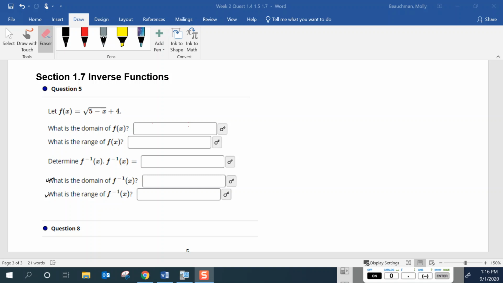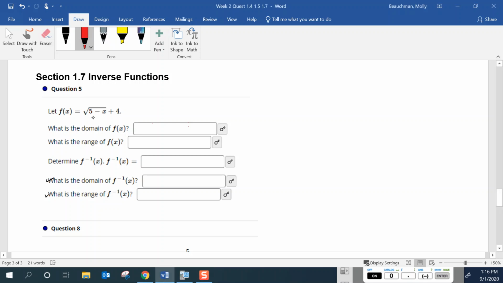In this video, we'll take a look at a couple of questions from section 1.7 homework, inverse functions. The first question is question number 5. It says, let f of x equal the square root of 5 minus x, plus 4. And what we want to do is find the domain and the range of that function first.